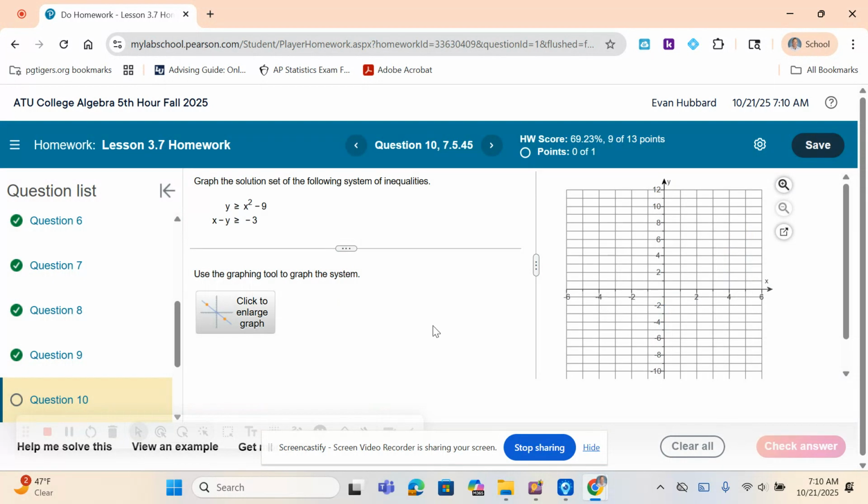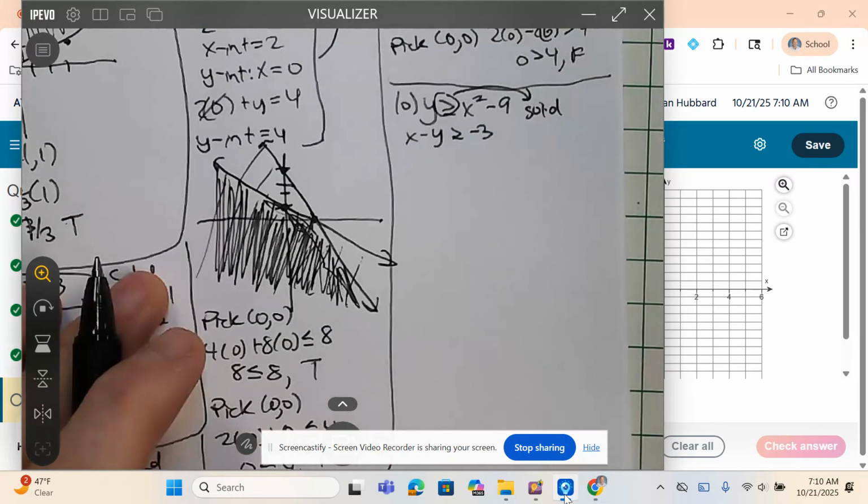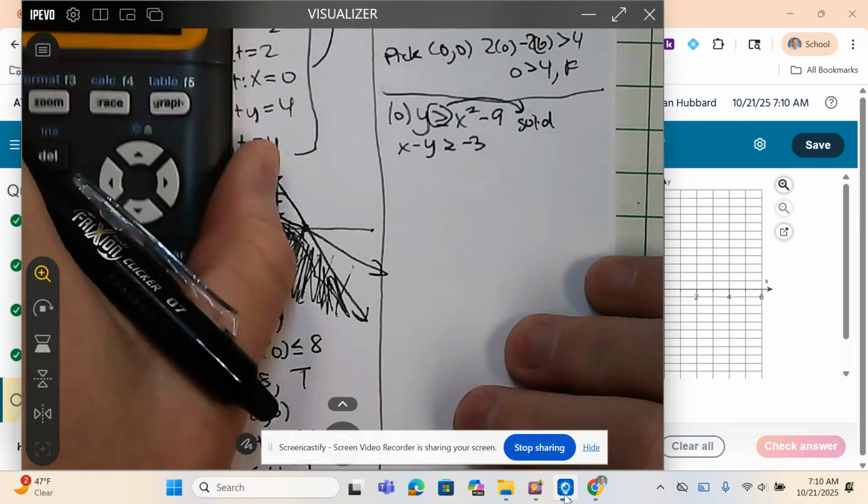All right, let's look at 10. Y is greater than or equal to x squared minus 9. And x minus y is greater than or equal to -3. So let's go ahead and plot. This one's solid. Let's do some points for this x squared minus 9. I'm going to do a table of points, okay? It's going to be a parabola.